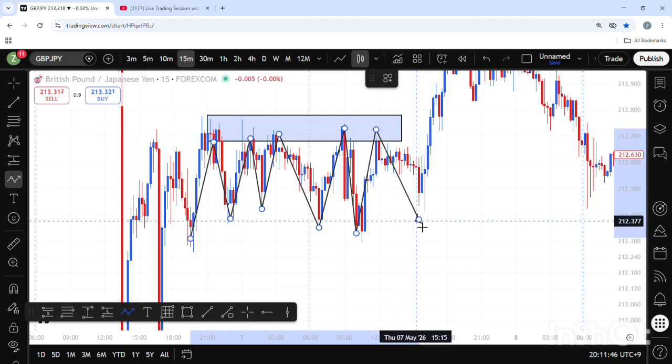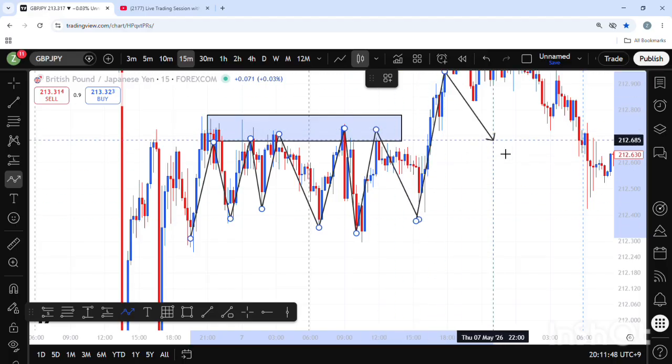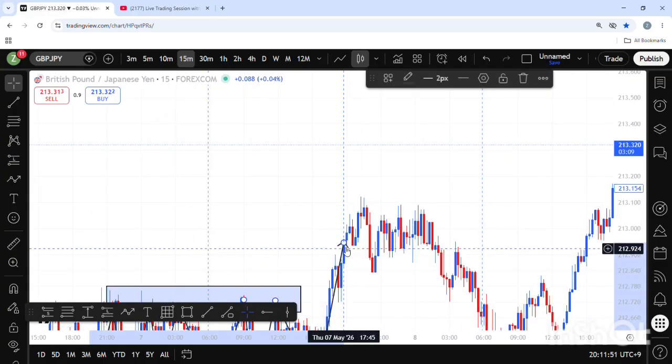As you can see, the market was going up, back, up and back again, and for some reason the market broke the structure. We got a break of structure. Let me put this well.